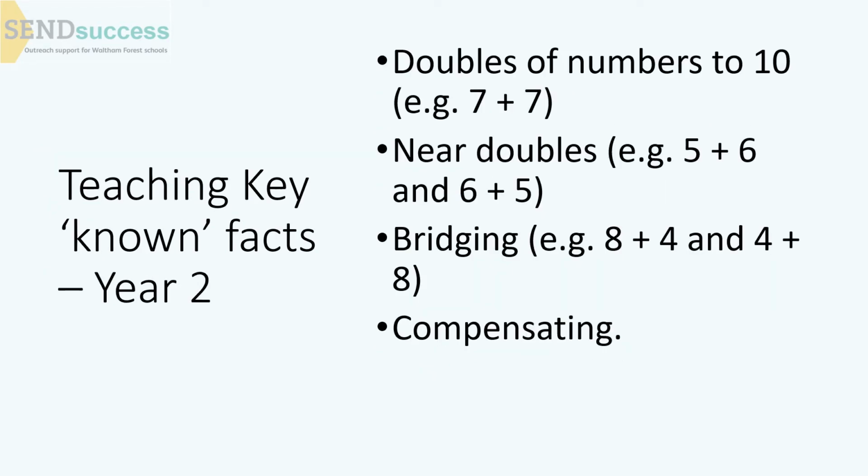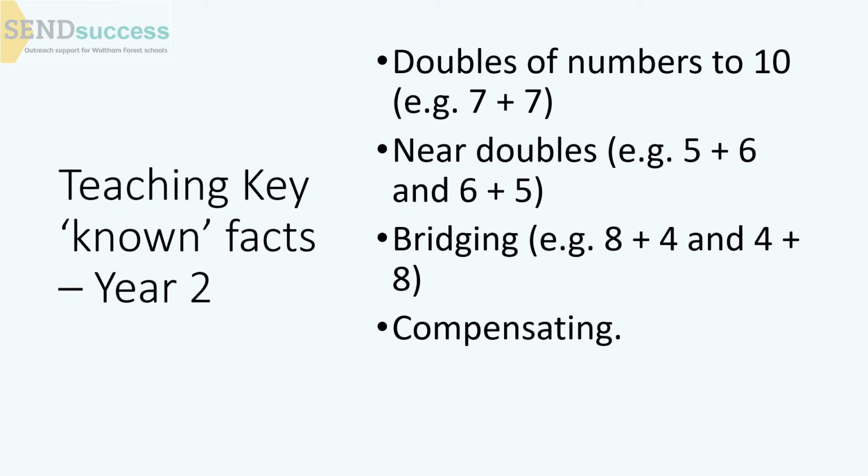By Year 2, the bridging 10 facts are being taught. So doubles of numbers to 10, near doubles, bridging. Before the children are ready to learn bridging as a strategy, they need to be able to partition all single-digit numbers. So adding 5 and 8, for example, you're bridging through 10, and it requires the children to partition 5 into 2 and then 3.